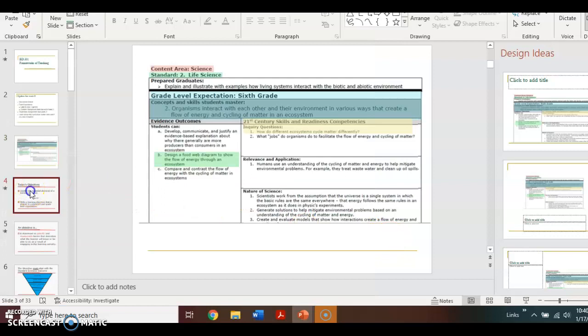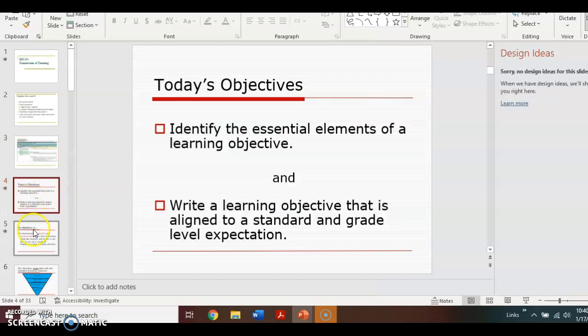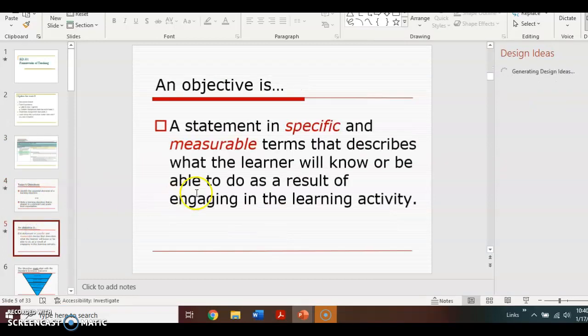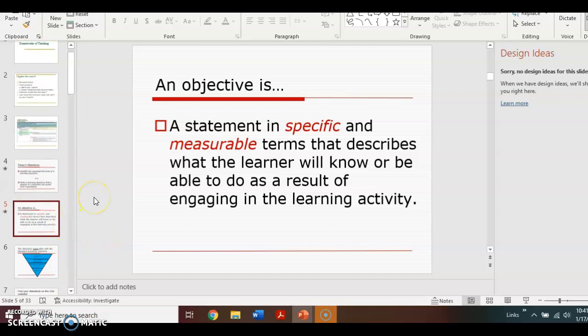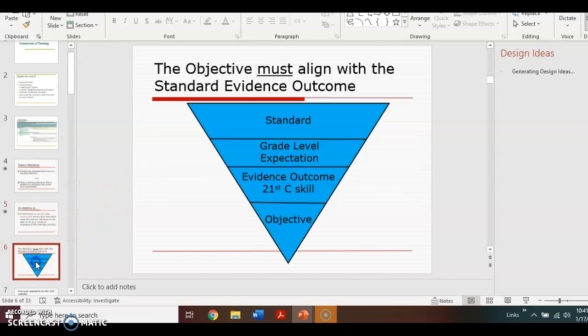So going back to the PowerPoint, you're going to learn how to write an objective, all right? An objective is a statement in specific and measurable terms that describes what the learner will know or be able to do as a result of this activity. And last time in one of the videos I talked about you always need to know the end in mind, like what do you want to test them on or what do you want to see them accomplish? That's the end. So you're going to write an objective that is going to support that assessment.